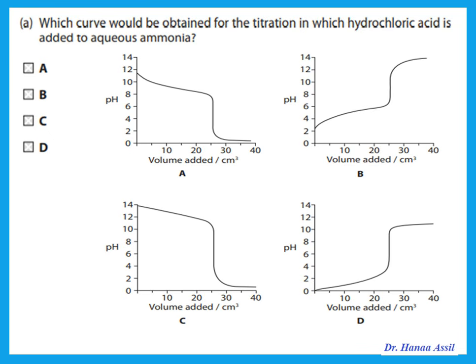Remember that aqueous ammonia is a weak base, so it has to start with something around pH 9 or pH 10. So which one starts with around pH 9 or pH 10? That's it, 11 or about. And I'm adding hydrochloric acid, which is a strong acid, so I should end up with a very low pH. So that first one is my correct answer.